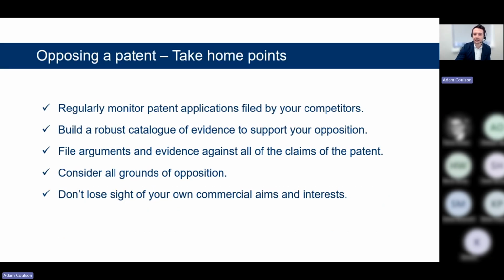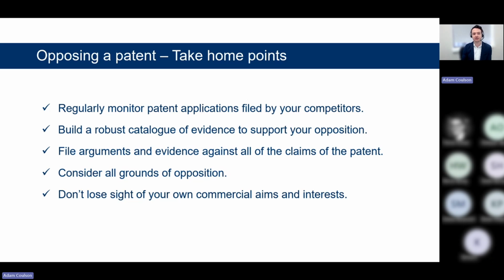And finally, some take-home points when looking to oppose a patent. And these are essentially a summary of what we've previously discussed. So, regularly monitor pending European patent applications filed by your competitors to allow you to begin preparations for filing an opposition early. Unless there are commercial reasons not to, make use of the whole opposition period to conduct necessary experiments and build your catalogue of evidence against the European patent.